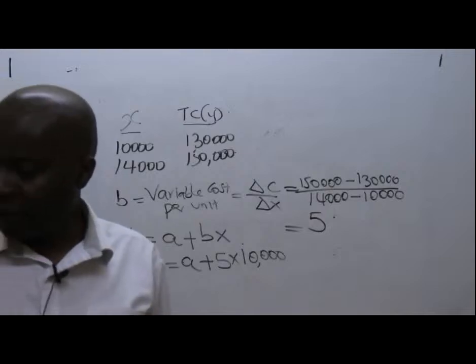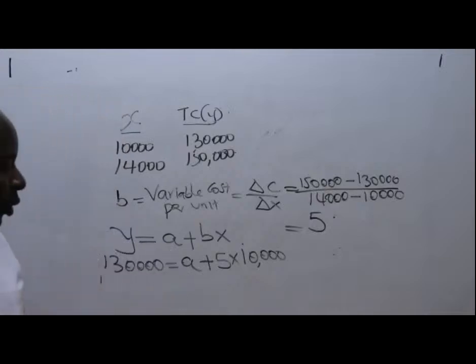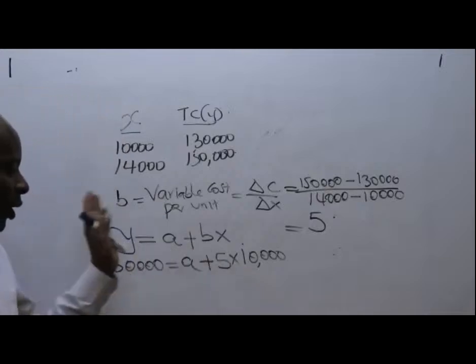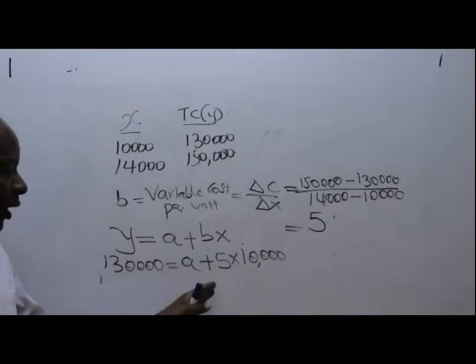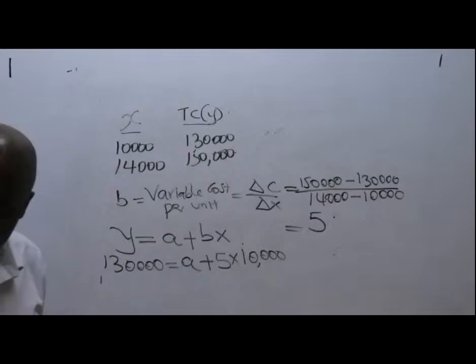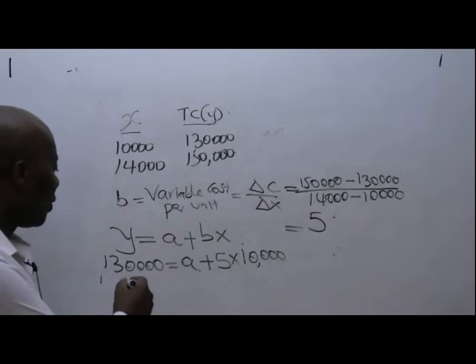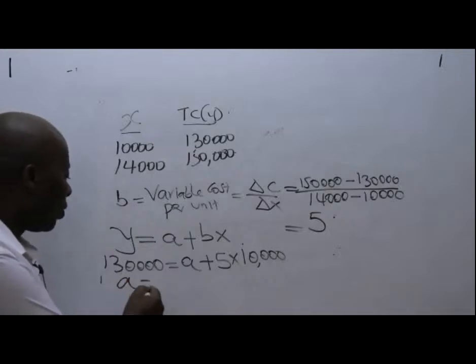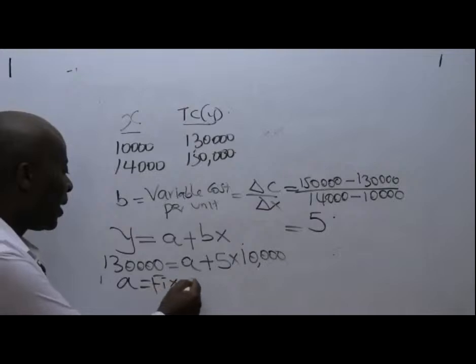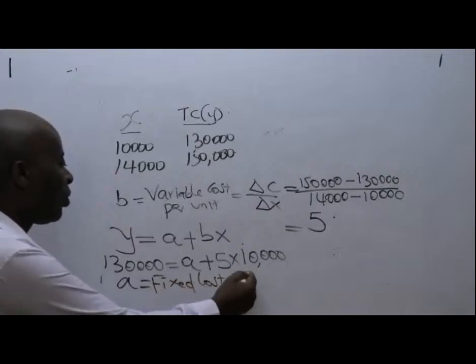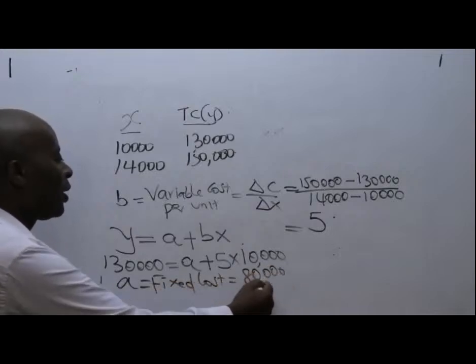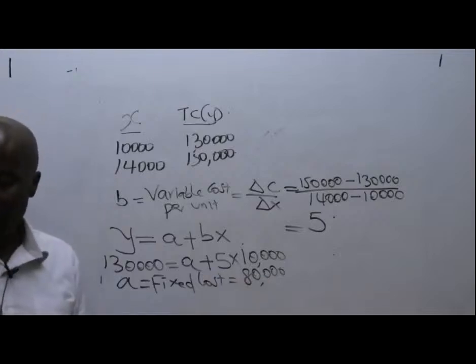So kindly give us A. A will be, so this 50,000, when it crosses over 50,000, it becomes negative. So it will be 130,000 minus 50,000. And I can see a good student here called Mumo giving me 80,000. So A is my fixed cost, which equals 80,000.